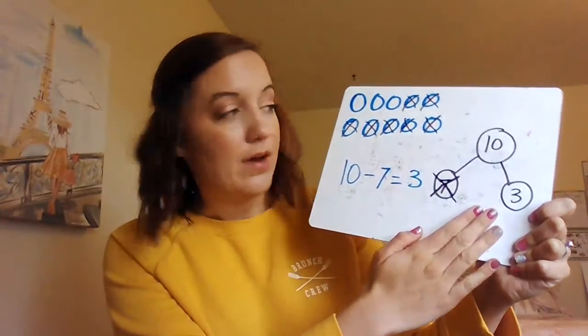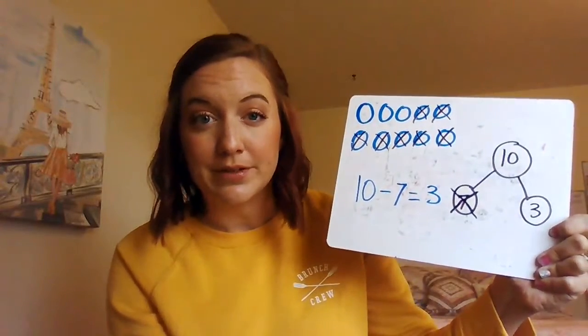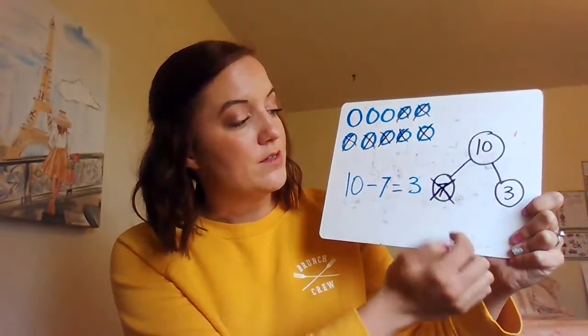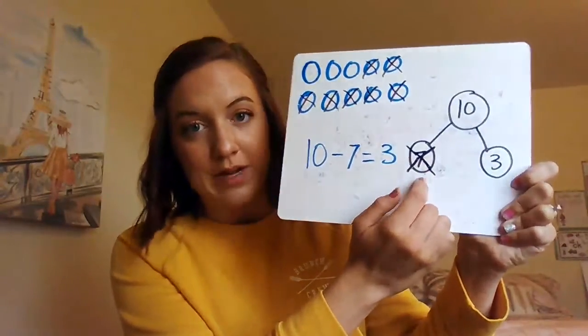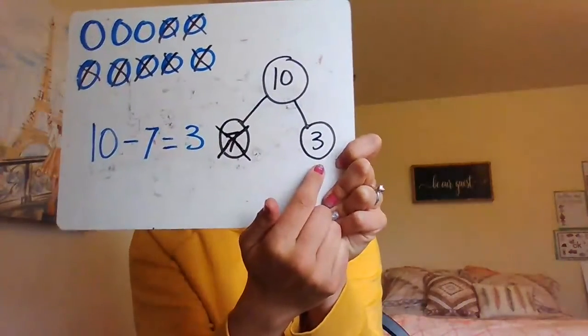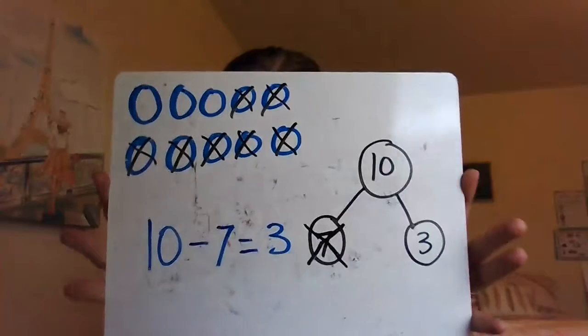Then to make my number bond, I have 10 as my whole because that's what we're starting out with and it's the biggest number. And remember, the biggest number always goes in the whole. Then in our parts, we have 7, which is what we took away. So I put an X on it and then we get 3 left as our answer. So there's how we solve yesterday's math question of the day.